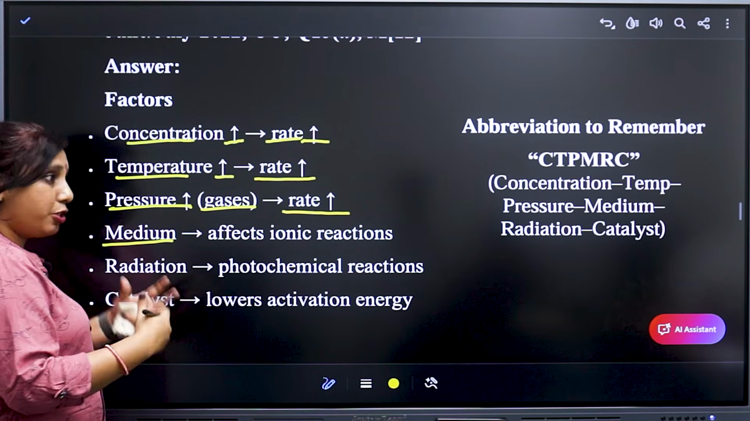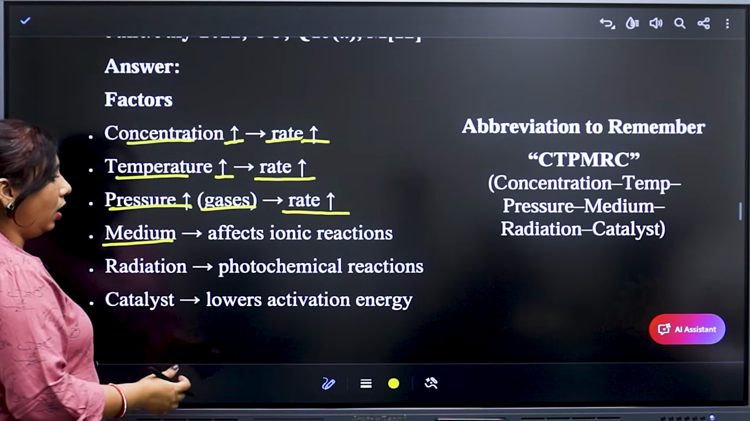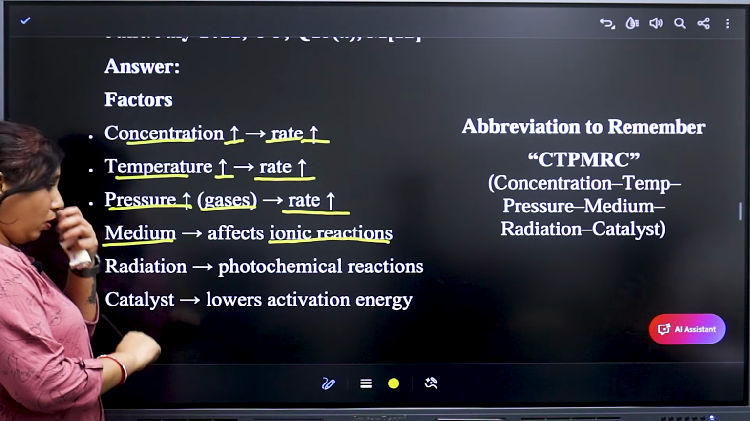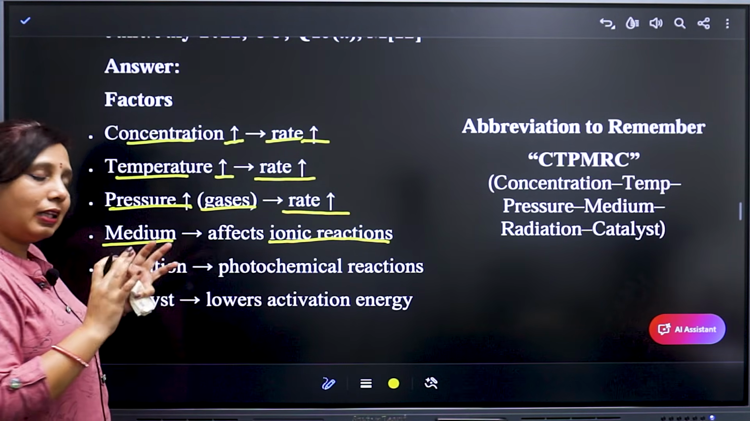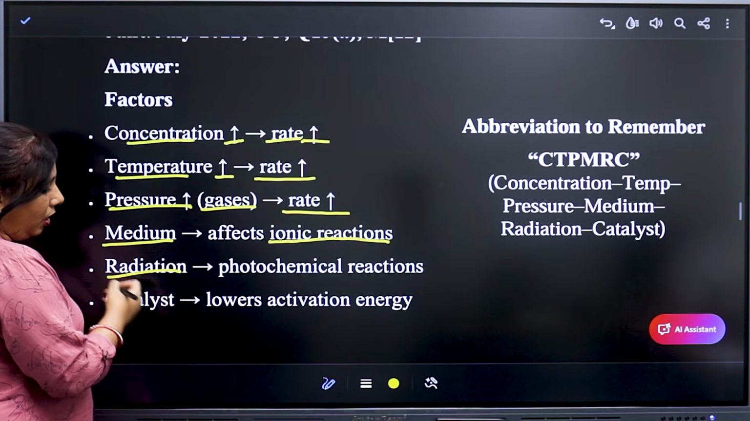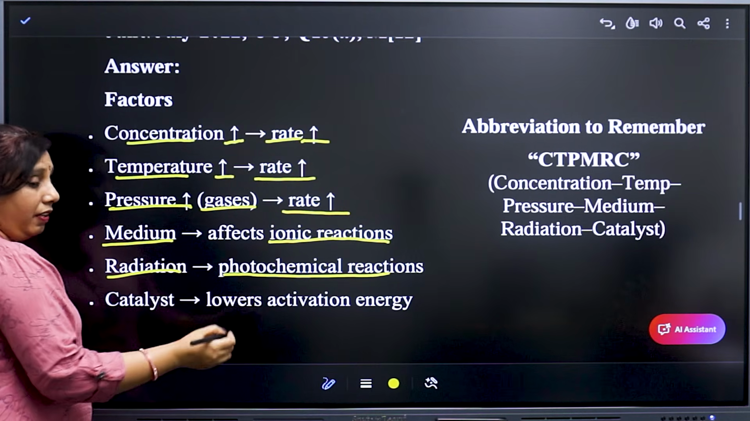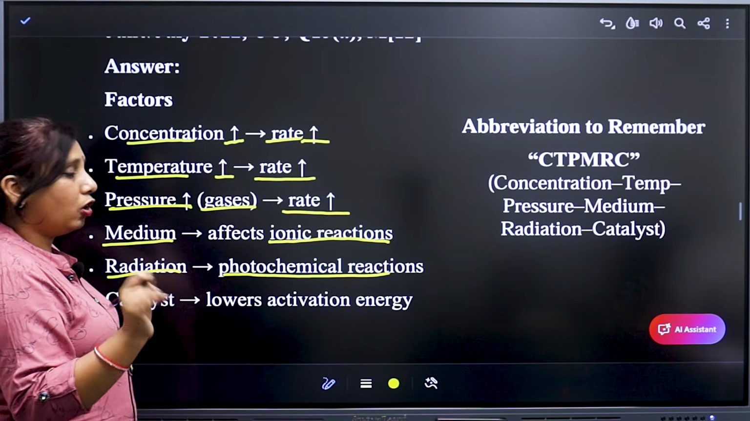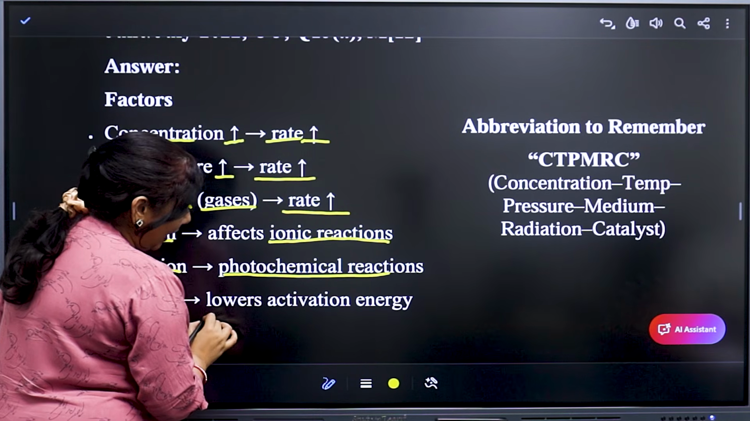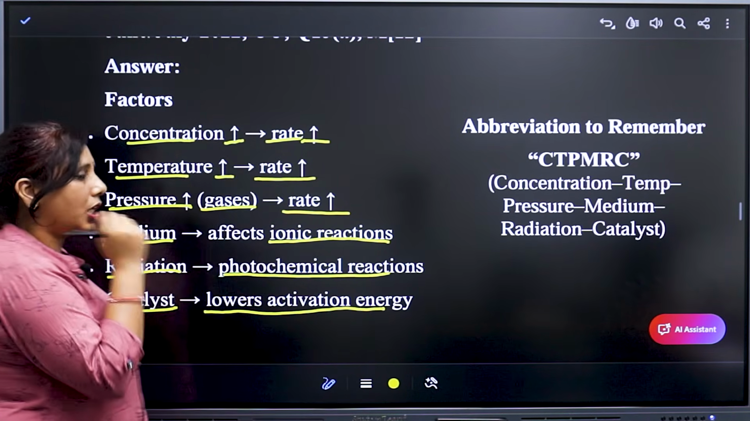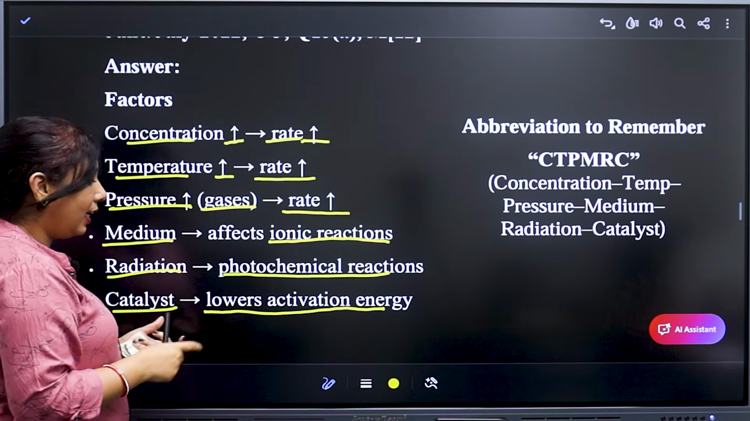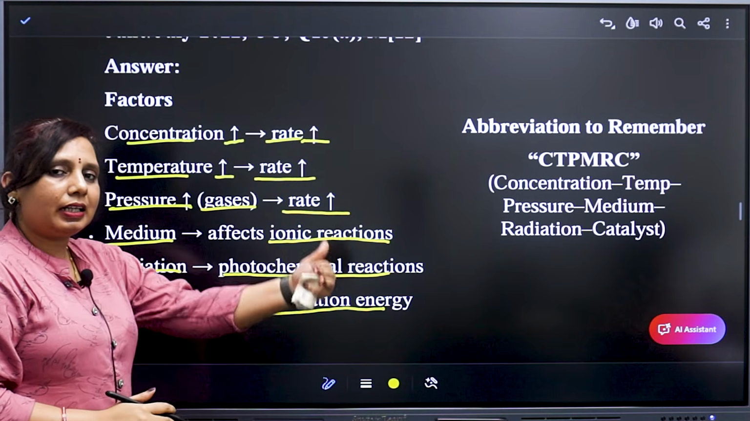Then medium, in which the reaction is going on. This is the case for ionic reactions. Polar solvents and non-polar solvents also change the rate of reaction. Then radiation, in the case of photochemical reactions. If the radiation increases, then the rate of photochemical reactions increases. Then catalyst. Catalysts lower the activation energy of reactant molecules and thereby increase the rate of reaction. Thus, catalysts also increase the rate of reaction.